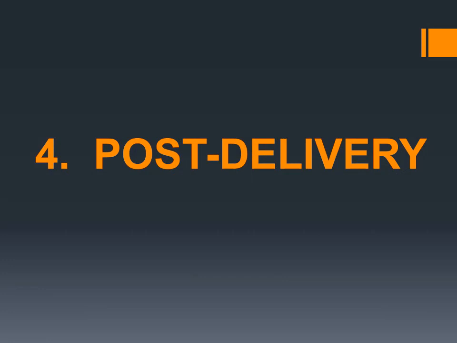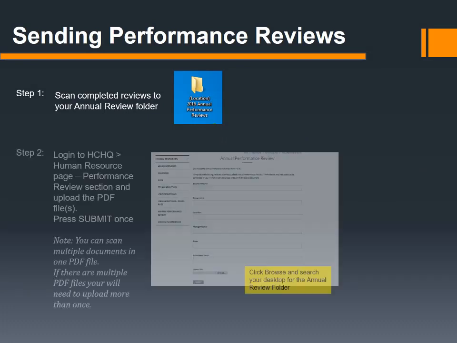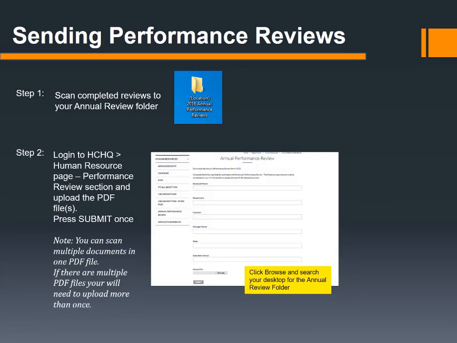Once all reviews have been delivered and signed, scan the reviews to your desktop and place them in your annual review folder. Once you're ready to upload your performance reviews, log into HCHQ and under the Human Resources page, upload the PDF file and press Submit once. Note that you can submit multiple documents in one PDF file. If there are multiple PDF files, you will need to upload more than once.